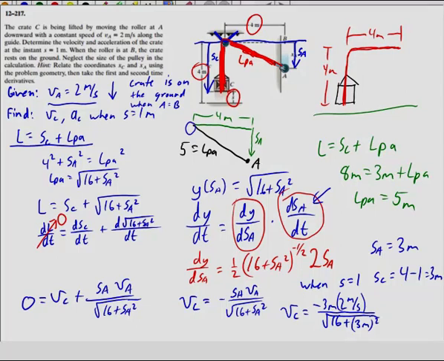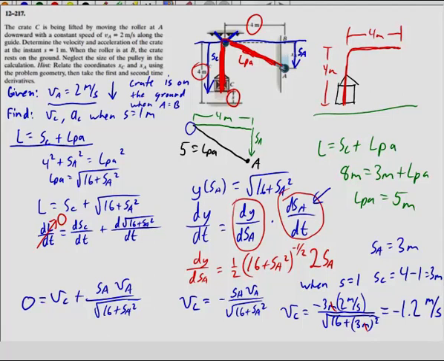Hopefully you can see that our units cancel out. On the bottom we have the square root of meters squared, which is just going to be meters. Then on the top we have meters times meters per second. So those meters cancel and we end up with just meters per second. So our units are working. When you plug that into your calculator, you end up getting negative 1.2 meters per second.